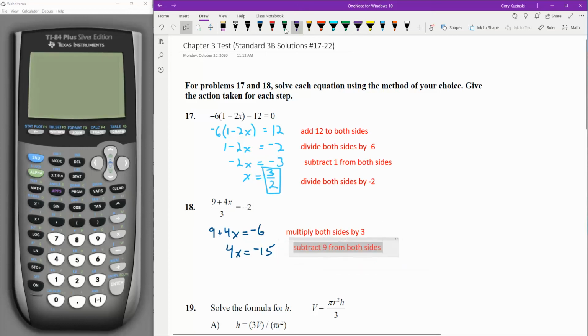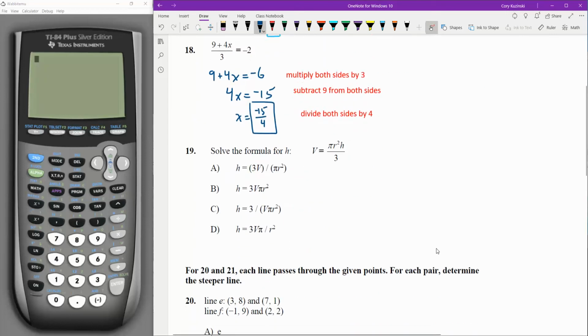And last step, all we got to do is divide both sides by 4, and we'll get negative 15 over 4. Or what's that come out to? It's like negative 3 and 0.75, right? Negative 3.75, either way. So divide both sides by 4. And there's our answer, negative 15/4.